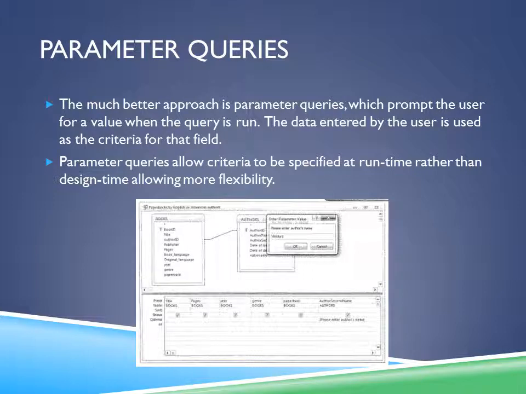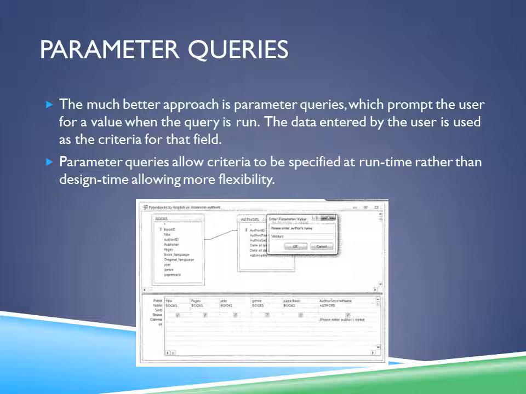Parameter queries. The much better approach to the inefficient method that I discussed before is parameter queries, which prompt the user for a value when the query is run. The data entered by the user is used as the criteria for that field, so in this case it'd be the author's name. Parameter queries allow criteria to be specified at runtime rather than design time, allowing more flexibility.